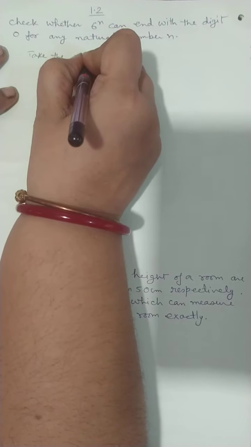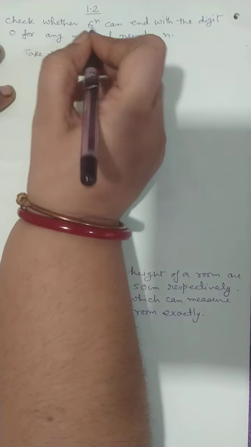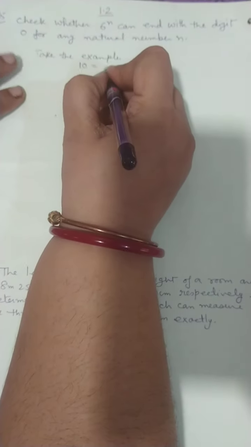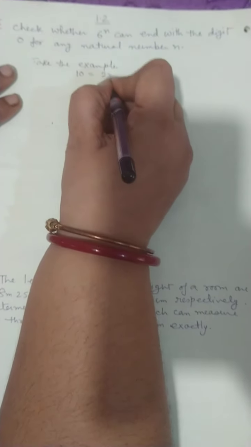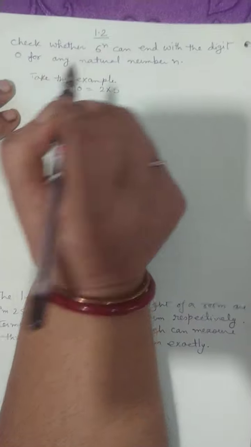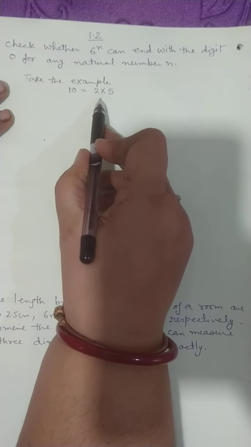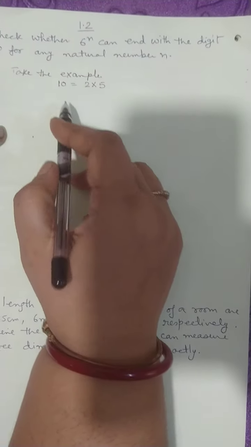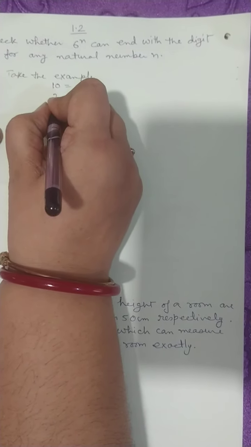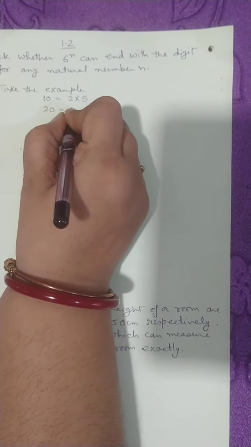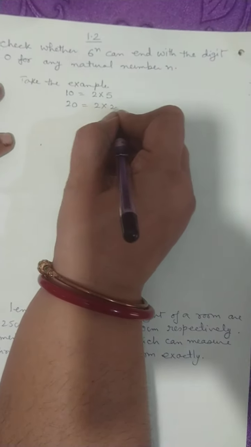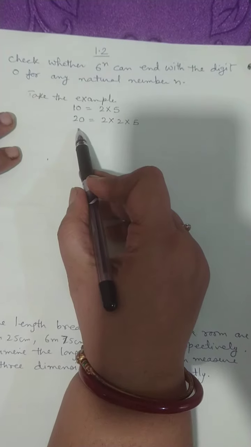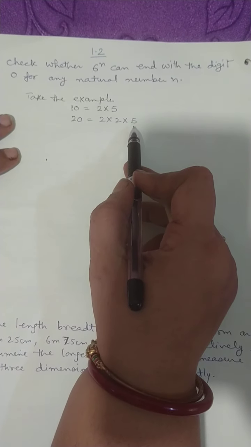Take the example number 10. What are the factors of 10? 10 we can write as 2 into 5. So 2 and 5 are the prime factors of 10. Similarly 20 is 2 into 2 into 5. So the prime factors of 20 are 2, 2 and 5.